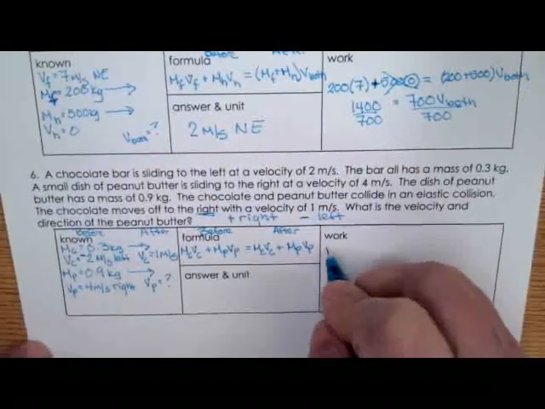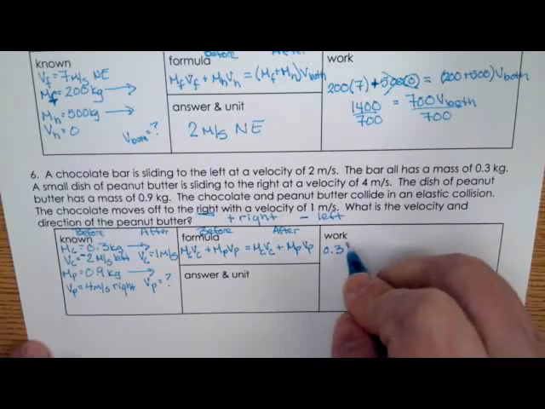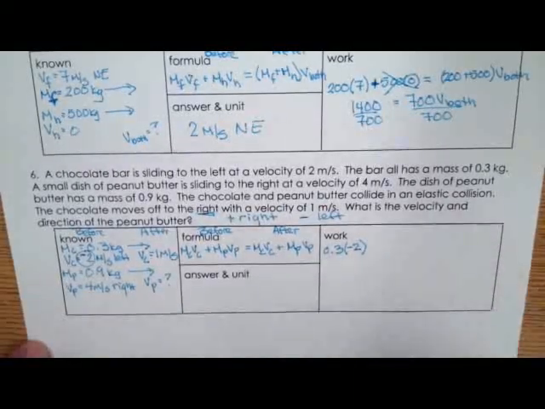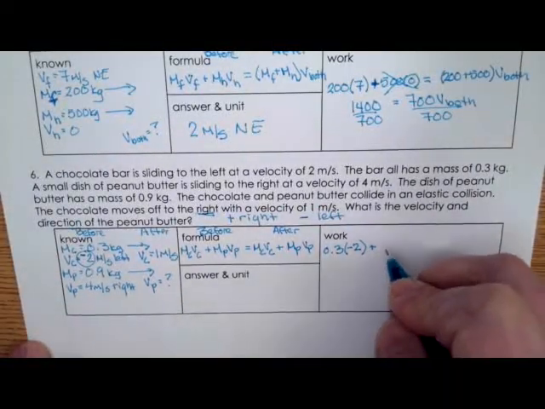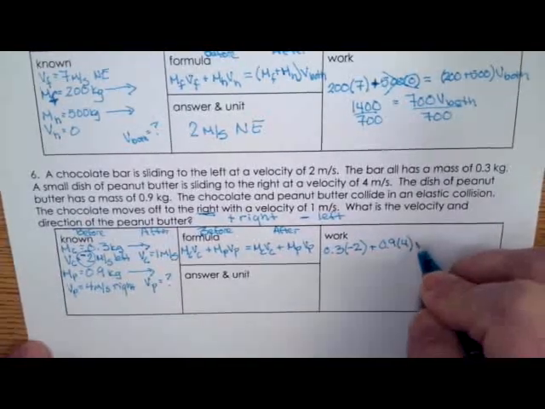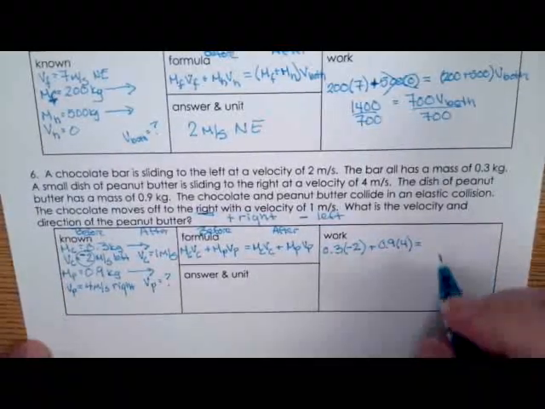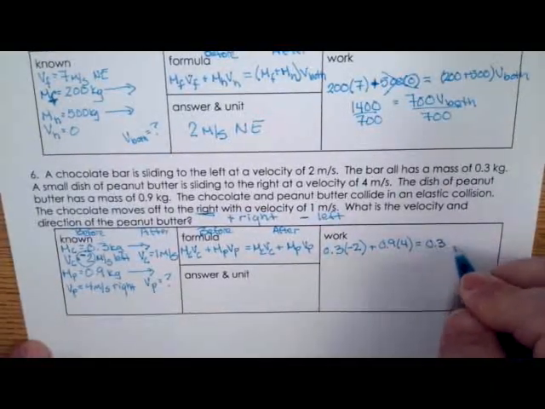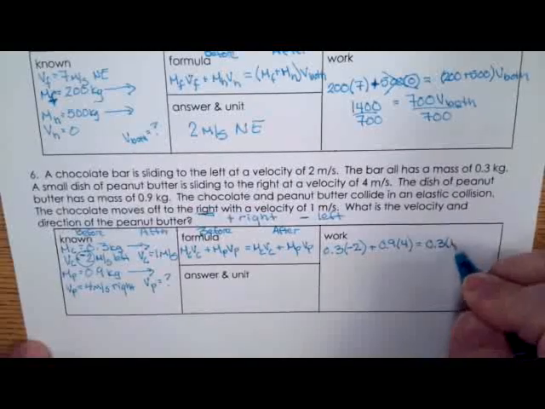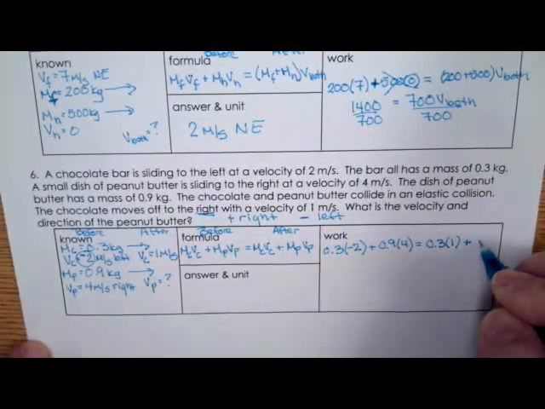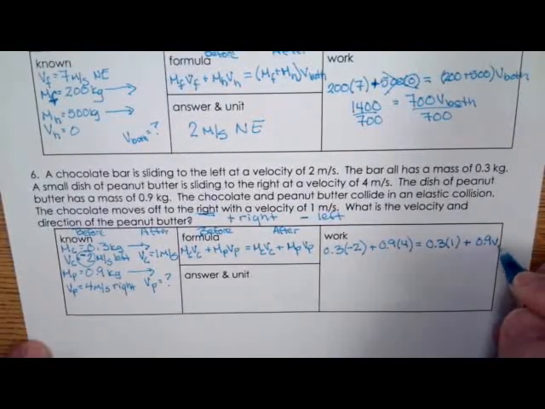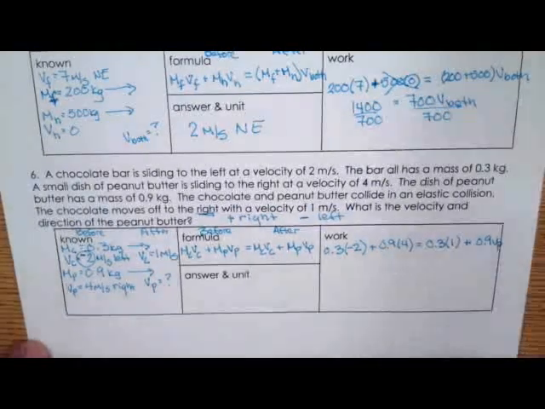So we have 0.3 is the mass of the peanut butter times -2. And that negative is really important because it shows that it's going in the opposite direction. Plus 0.9 times 4 equals the same mass. The chocolate has the same mass, but now instead of going 2 meters per second left, now it's going 1 meter per second right, plus the mass of the peanut butter times the velocity of the peanut butter.